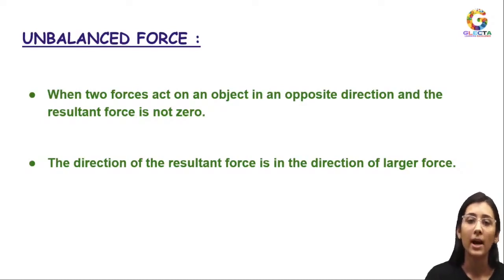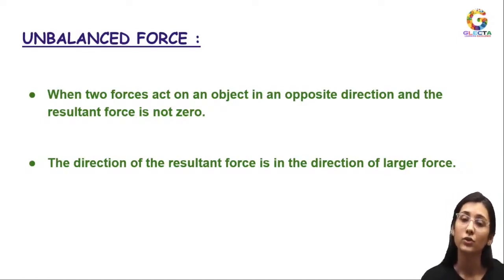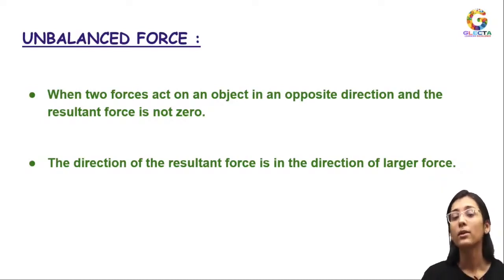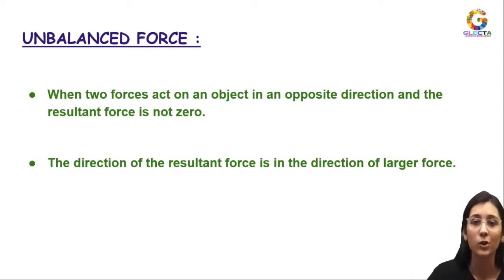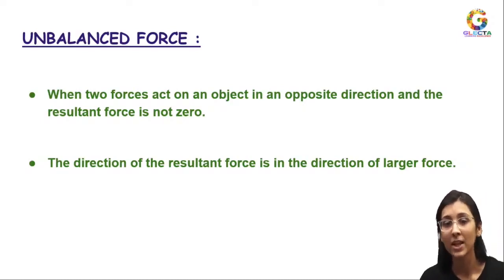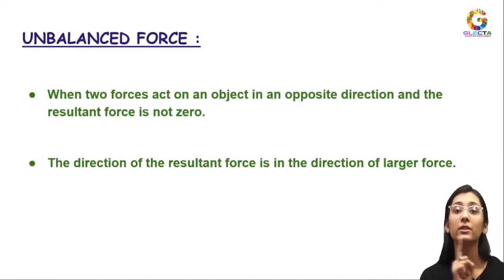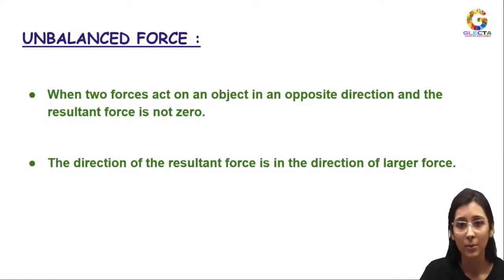Obviously, if you apply 12 Newton force from one direction and 10 Newton force from the other direction, where will the box move? It will move in the direction from where the larger force was applied. It was applied from 12 Newton. So it will move towards right. And with how much force? With the difference of these two. That means with 2 Newton, right?